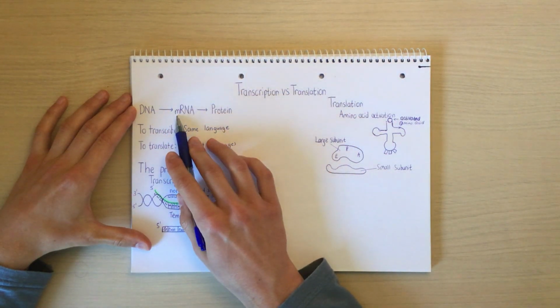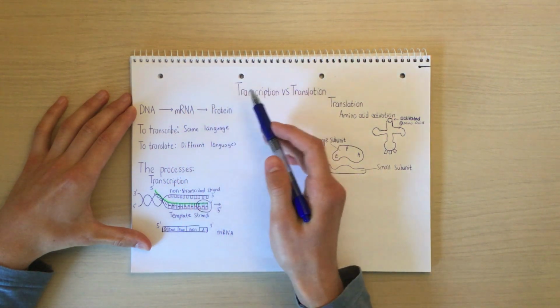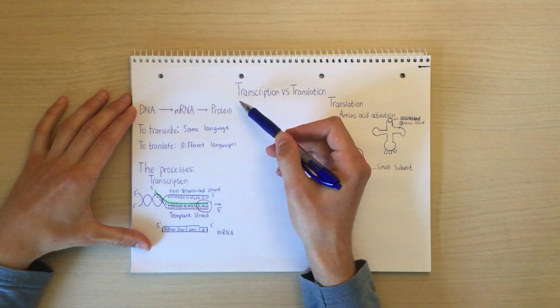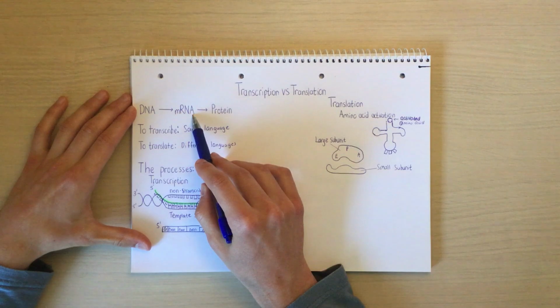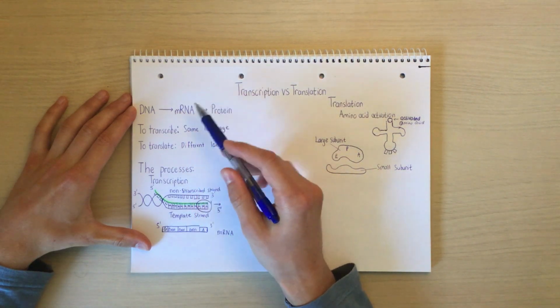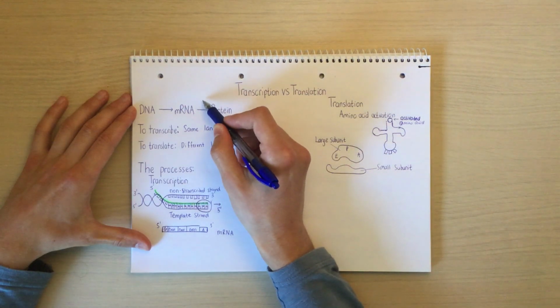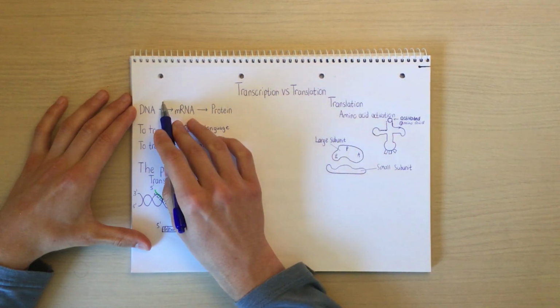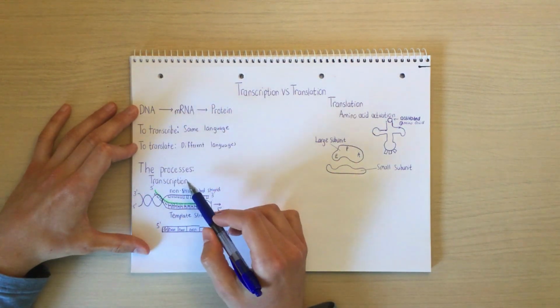We then have messenger ribonucleic acid, and we get a protein, which is made of amino acids. So they're both different types. We have nucleic acid, and then we have amino acid. They're different types, different languages, right? So we know that this is going to be translation. So we have transcription and then translation. Now let's look at the processes.